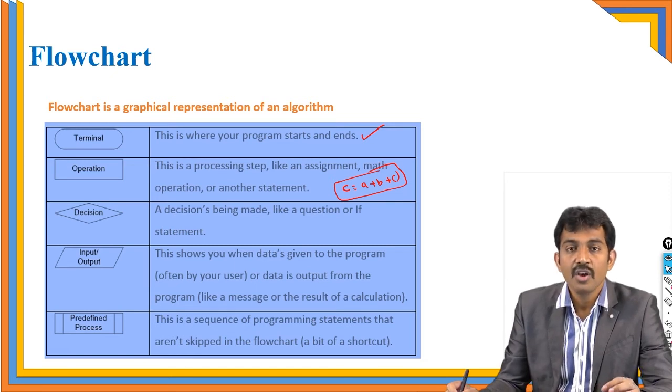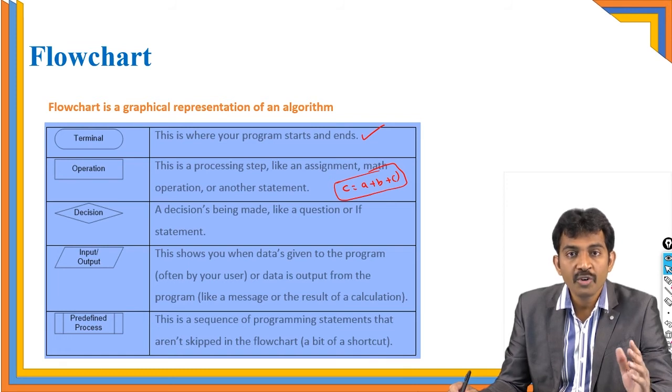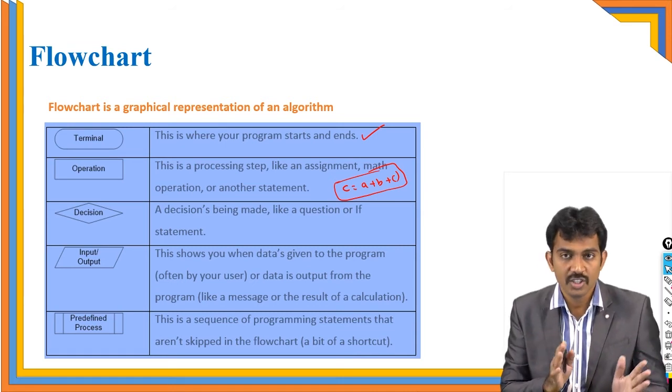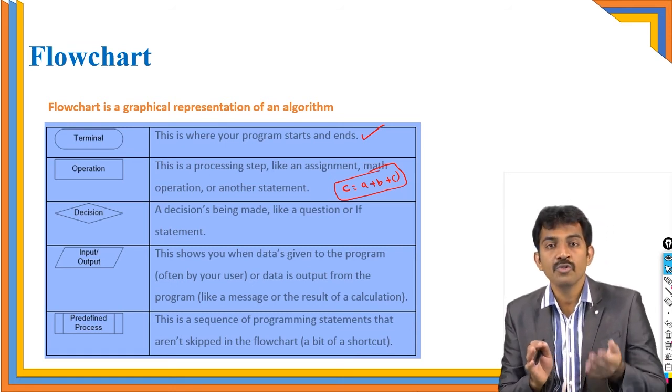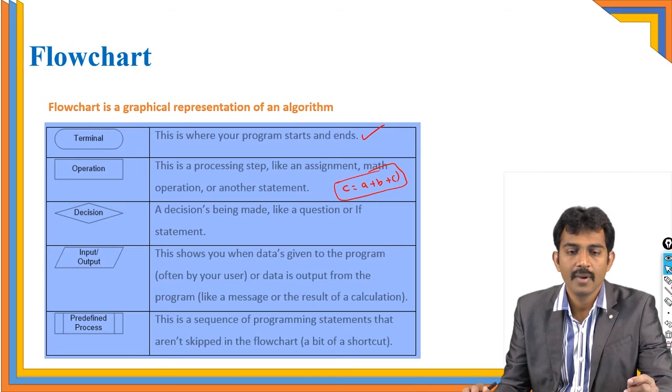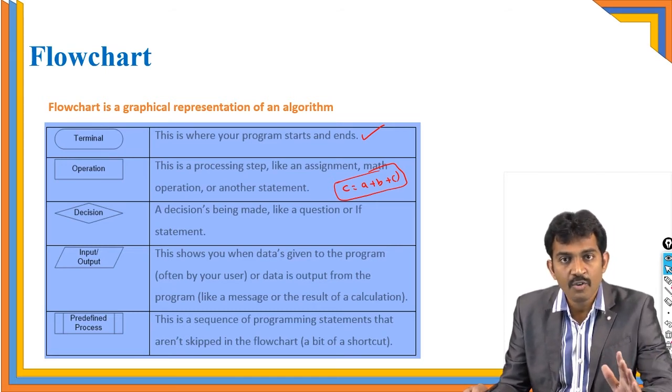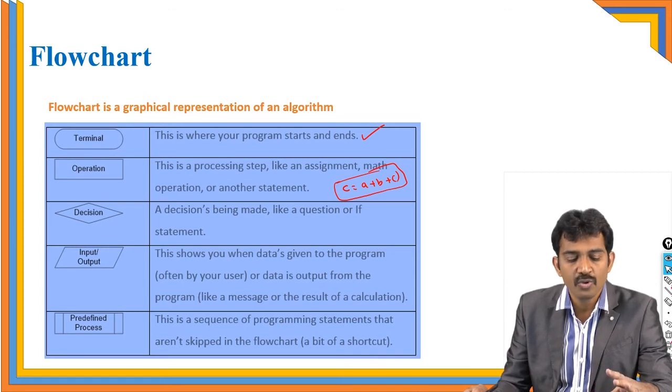And decision. If you want to do something, yes or no? Today, are you going to college or not? Yes or no? So when you have two branches, you have to take some decision regarding the particular situation. That is how to use the decision symbol. And next, input and output. If you want to read data and if you want to print the data, then you can use this symbol. This shows where data is given in the program.